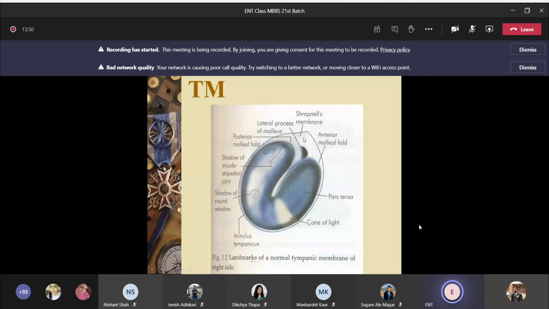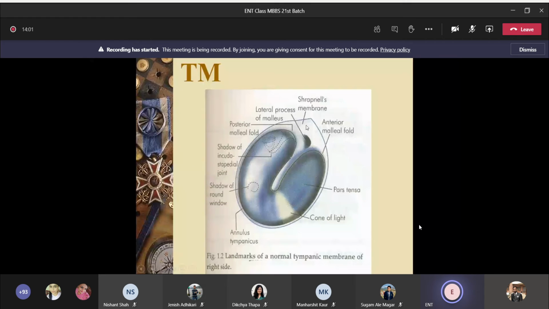And as the tympanic membrane makes an angulation of 55 degrees in the external auditory canal, while throwing light into the external auditory canal, you can see a cone of light in the anteroinferior quadrant.